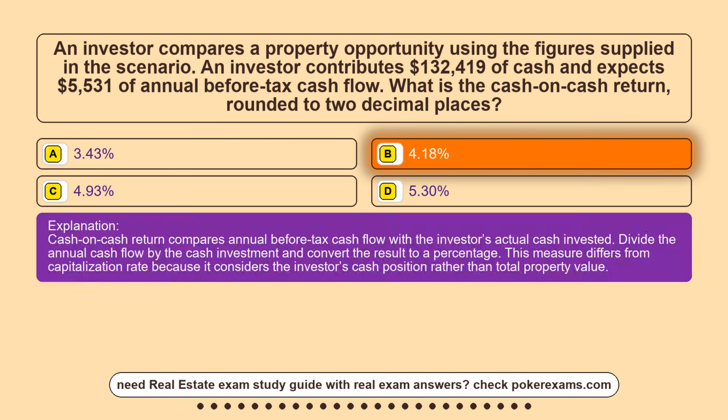Cash-on-cash return compares annual before-tax cash flow with the investor's actual cash invested. Divide the annual cash flow by the cash investment and convert the result to a percentage. This measure differs from capitalization rate because it considers the investor's cash position rather than total property value.